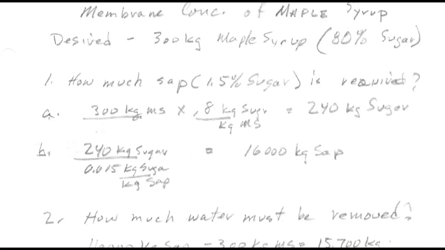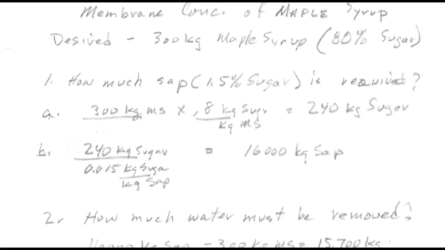So first question, how much sap at 1.5% sugar is required? Since the final syrup is 80% sugar, that would be 240 kilograms of sugar divided by 1.5%. So you need 16,000 kilograms of sap to produce 300 kilograms of final product.